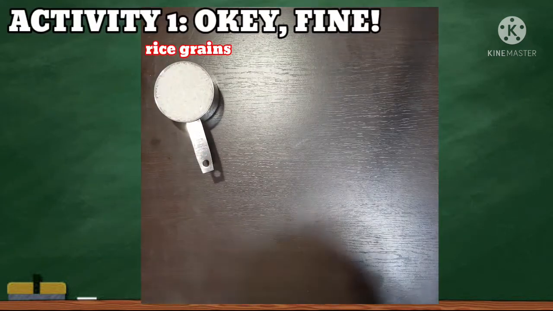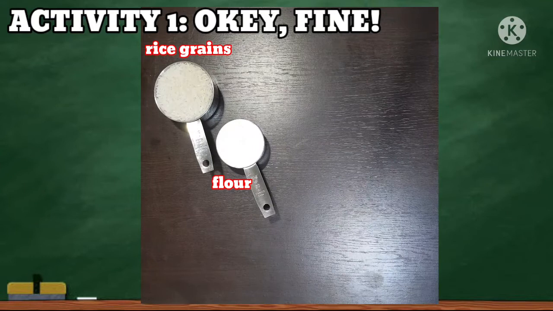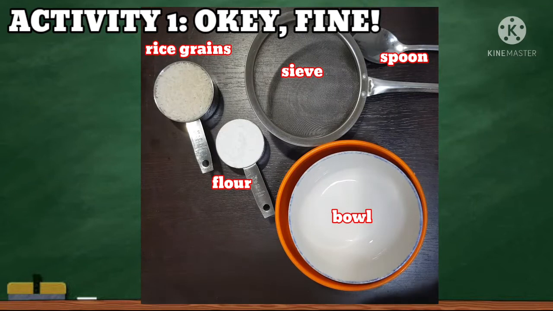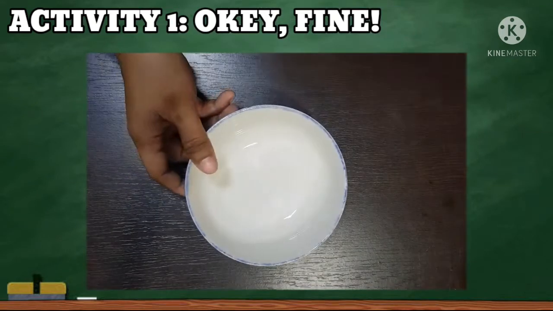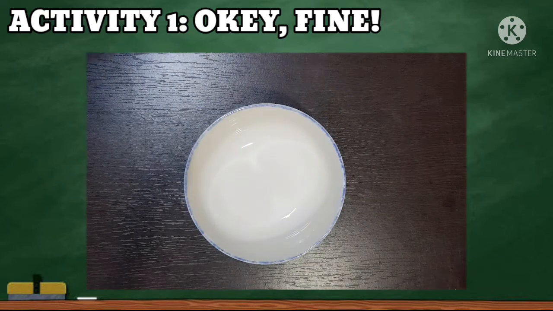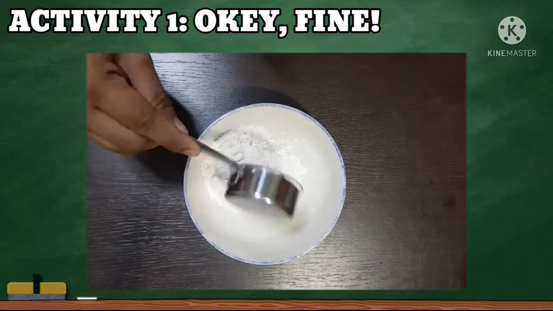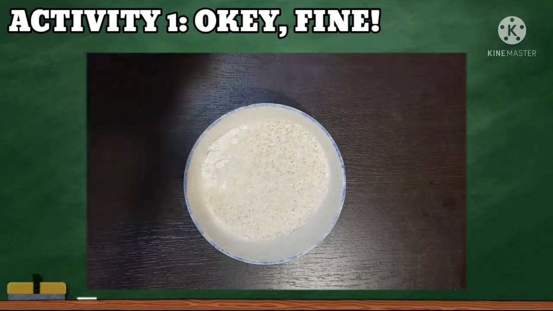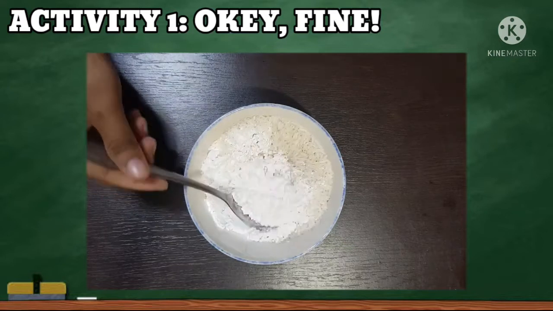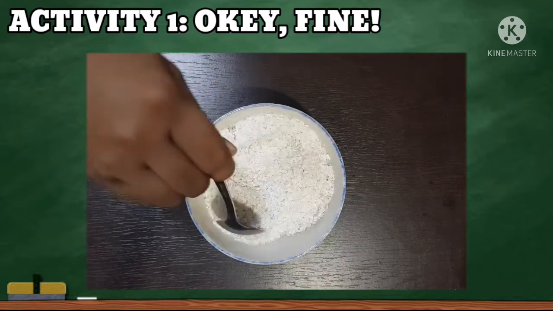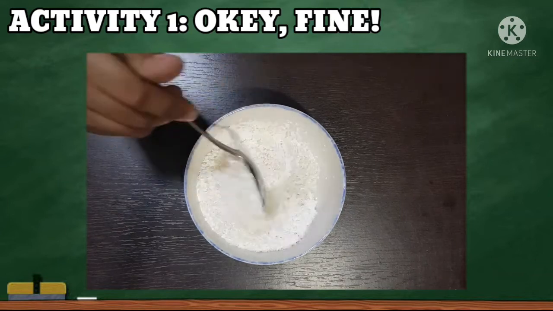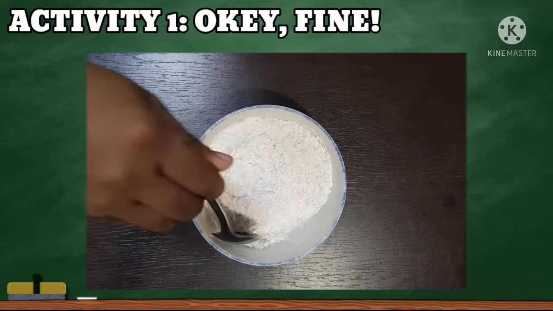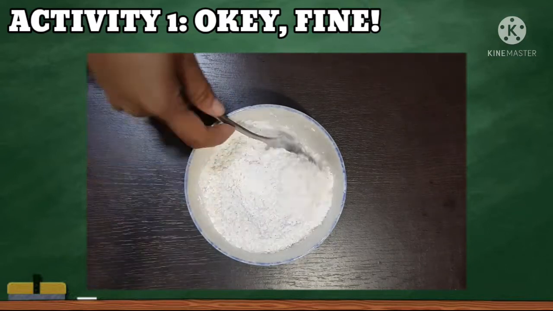Our materials for this activity are all set. So we have the rice grains, flour, our sieve, a spoon, and our bowl. Let's begin with our okay fine activity. And there you go, our flour. The next thing is our rice grains. Using our spoon, we're gonna mix it together. Just be gentle, okay? And just slowly mixing the flour and the rice grains. And I'm sure that we will get there, okay?